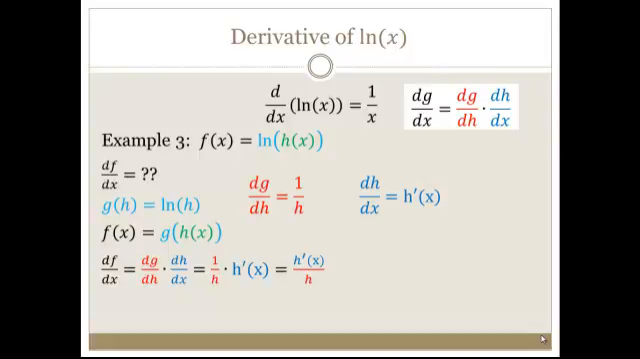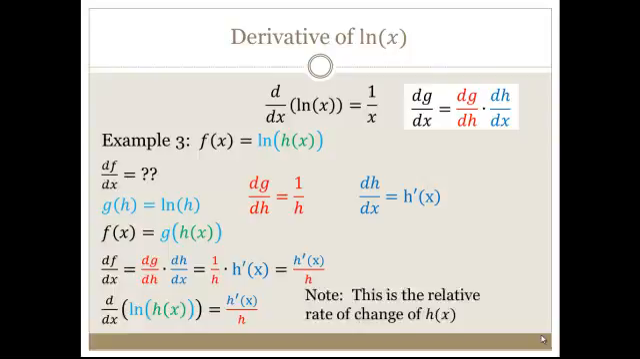This will be a useful shortcut when we want to compute the derivative of the natural log of some function h of x, which is the derivative with respect to x of the natural log of h of x equals h prime of x over h. Hopefully, this looks familiar. H prime of x over h we've seen before, and we called it the relative rate of change of h of x.